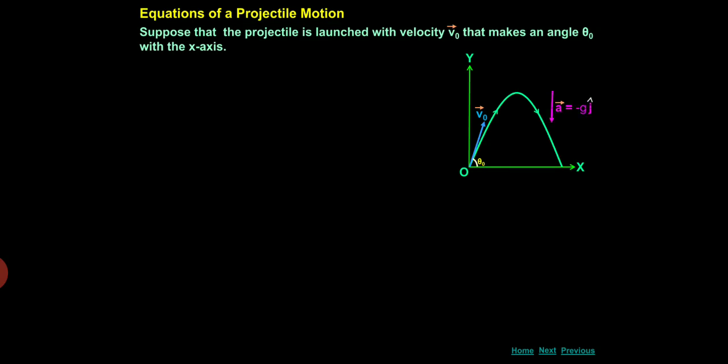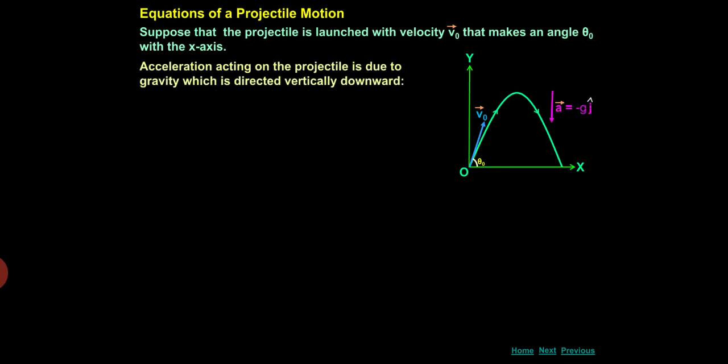Now let us talk about the acceleration. Acceleration acting on the projectile is due to gravity, which is directed vertically downward. Since gravity is acting in the downward direction and we are representing this acceleration due to gravity in terms of unit vector, we write a is equal to minus g j cap, since the direction of j cap is along the y direction in the upward side, so g, as it acts in the downward direction, is given with a minus sign.